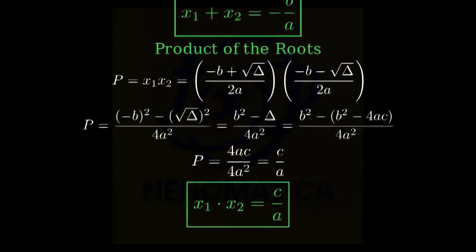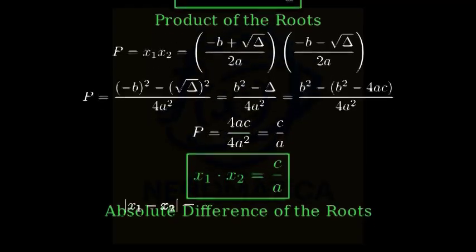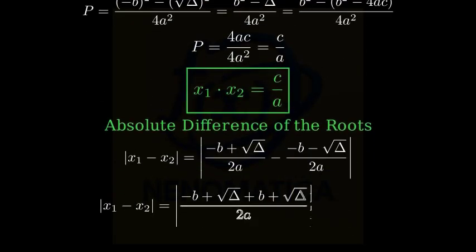Finally, the absolute difference of the roots. Subtract x sub 2 from x sub 1 using the quadratic formula forms. Simplify the numerator and reduce the fraction. The result involves the absolute value of a in the denominator.